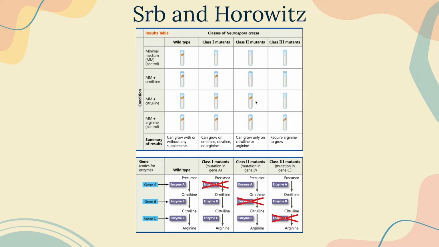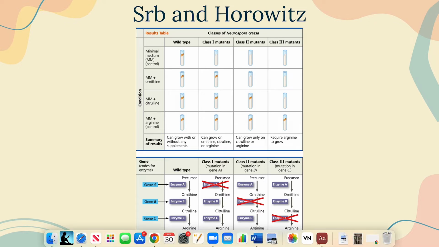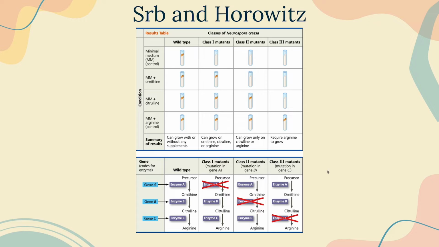And then same for class 2, this time it can't grow if you don't give it anything before citrulline. So that tells us that enzyme B has the issue. And then for class 3 mutants, it only grows if you give it arginine, so the issue is occurring in the last step.